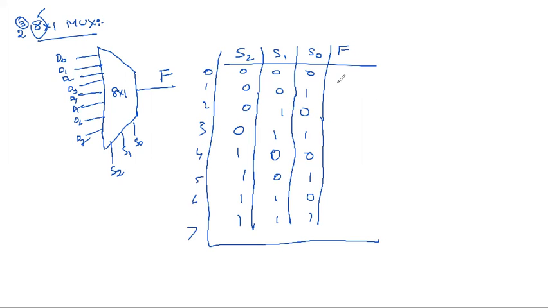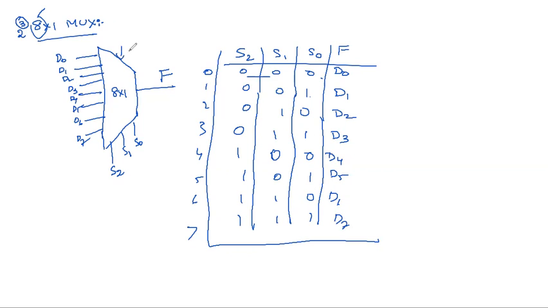So F is D0 when triple zero means D0. 0 0 1 means D1. 0 1 0 means D2. 0 1 1 means D3. 1 0 0 means D4, D5, D6, D7. Okay, this is the truth table.